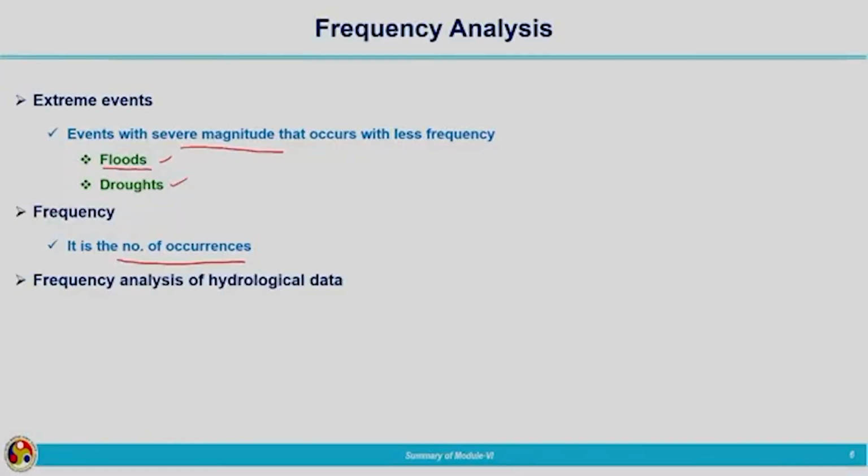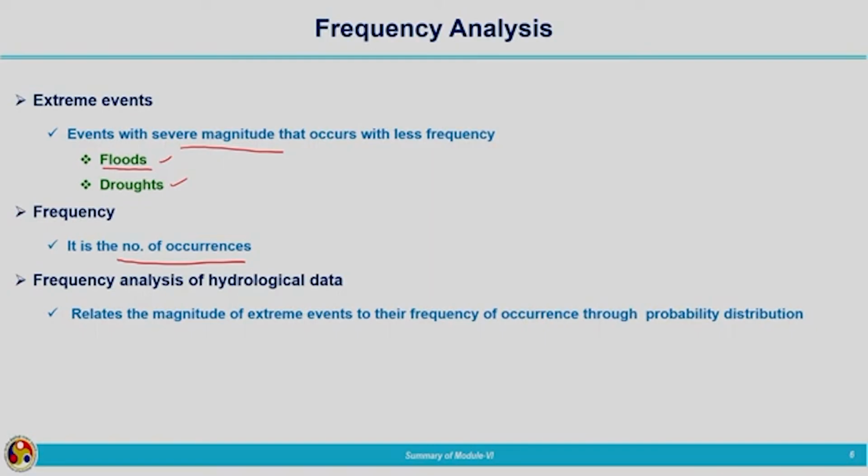We will be considering a certain period of years, and in that, how many times, what is the frequency of occurrence, that is very important. The mean interval between occurrences of a particular event is termed the recurrence interval. And frequency analysis of hydrologic data, which we have carried out, relates the magnitude of extreme events to their frequency of occurrence through a probability distribution. So, here different terminologies come into the picture: the magnitude of the extreme event and the frequency of occurrence. These two are related by means of a certain probability distribution.